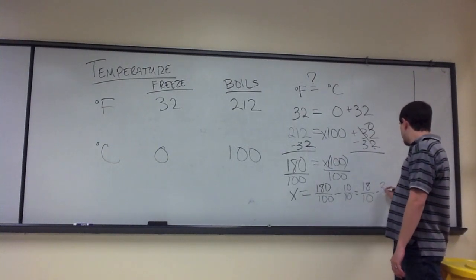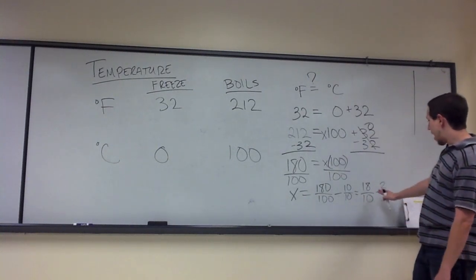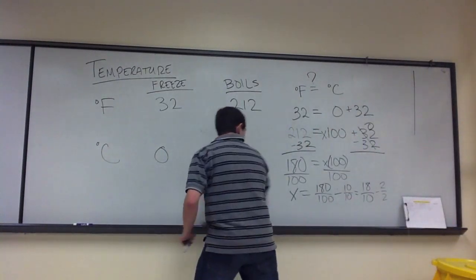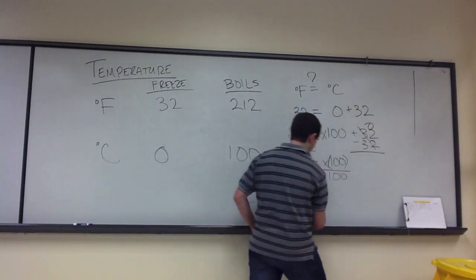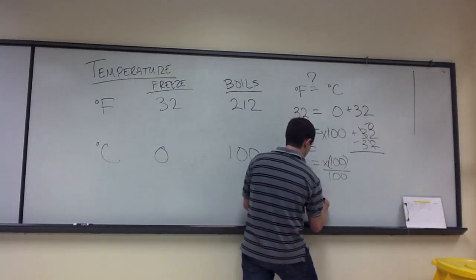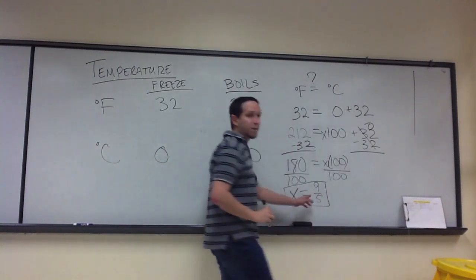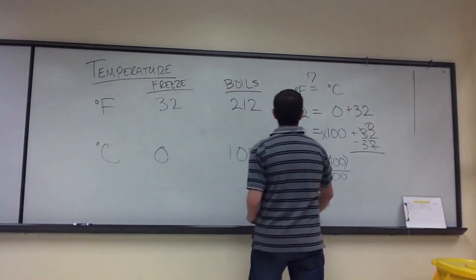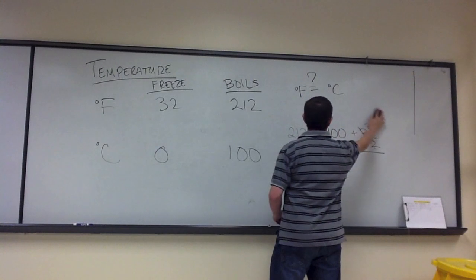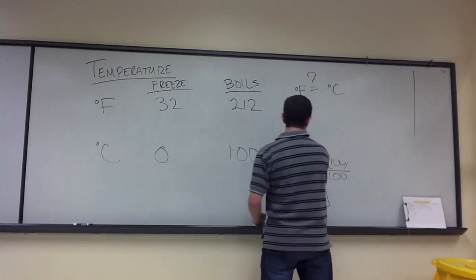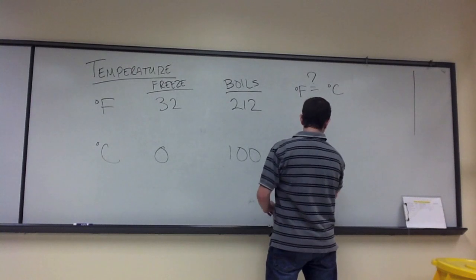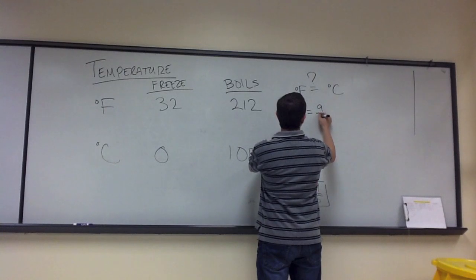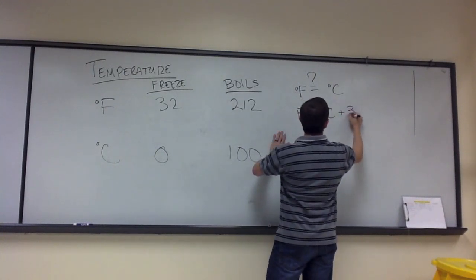So I divide by 2 over 2, and after I divide, 18 divided by 2 is 9, 10 divided by 2 is 5. So my end result is that I find that x equals 9 over 5. Now, what do I do with this? Well, I go back into my original equation, and I'm going to substitute that value in for x. So my final equation here is going to be Fahrenheit equals 9/5 C plus 32.